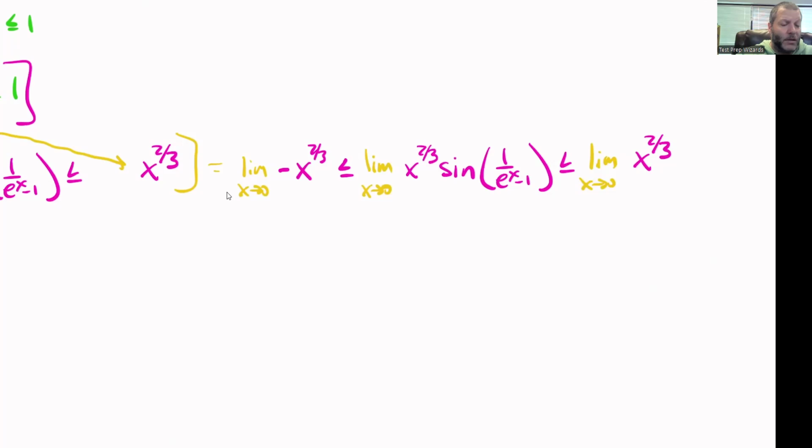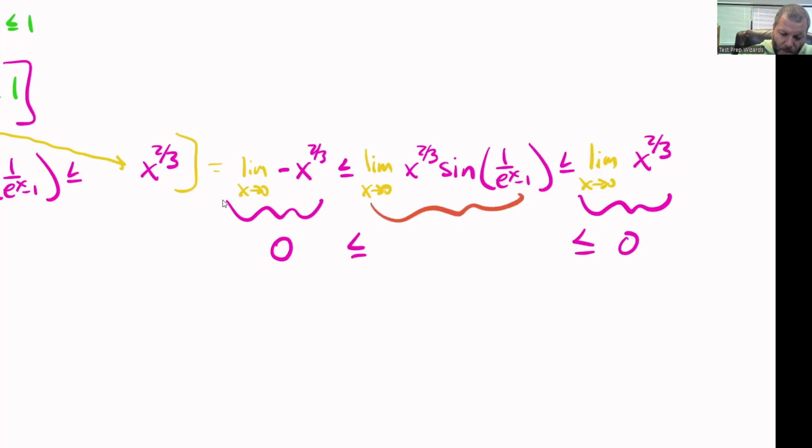All right, so now we're bounded. Our limits are bounded, so I can take some limits here. If I plug in a 0 using the substitution rule, 0 to the 2/3 is 0. Negative 0 is still 0. If I plug in a 0 here, I'm going to get 0 to the 2/3, which is also 0. And so once again, this limit in the middle must also be 0 because we're squeezing it between two zeros. So this limit equals 0 by the squeeze theorem.